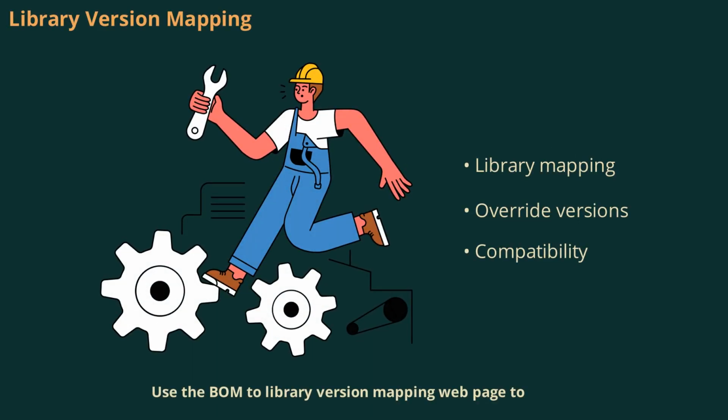Use the BOM to library version mapping web page to identify which Compose library versions are used in your project. You can override BOM versions by specifying them directly in dependencies. This flexibility helps you maintain compatibility and control over your project's libraries.